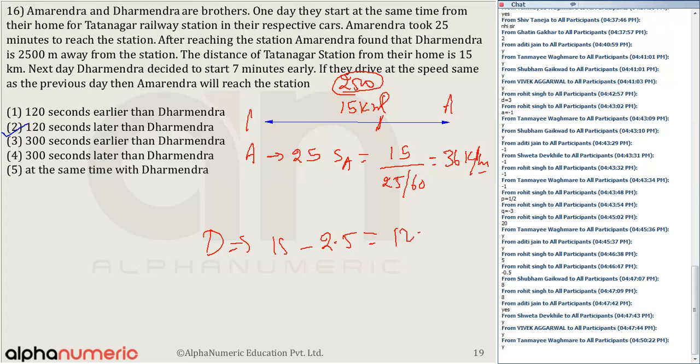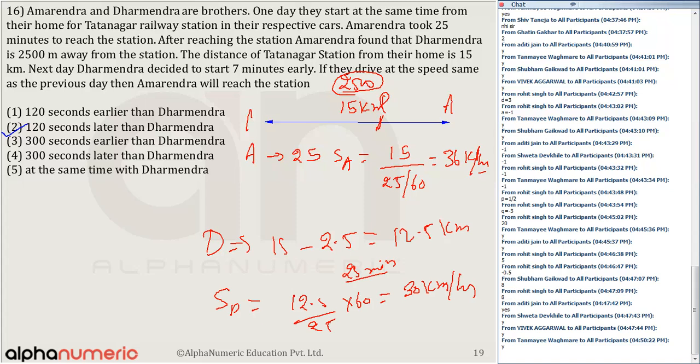is equal to 12.5 kilometer. So D has traveled only 12.5 kilometer, ठीक है, in 25 minutes. So what is the speed of D? Speed of D is equal to 12.5 by 25 into 60, which is equal to 30 kilometer per hour. So speed of D is 30, speed of A is 36. दोनों की स्पीड आ गई.